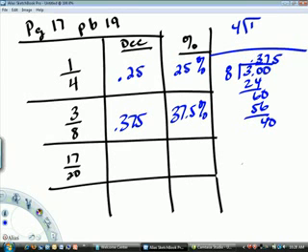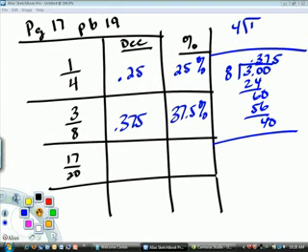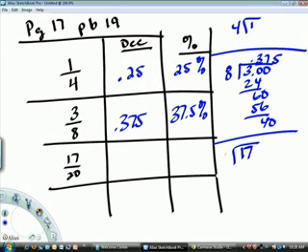And then there's just one more to do. And that one is going to be 17 divided by 20, right? One of the most important things is to remember which number goes underneath the division bracket. Because if you don't remember that, you'll get it wrong.